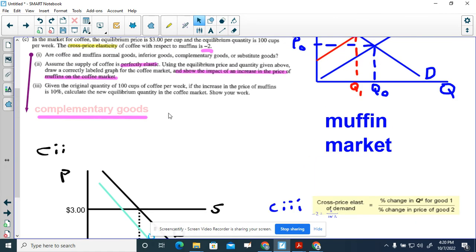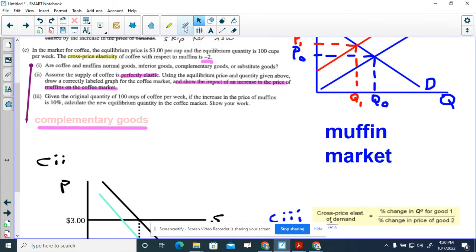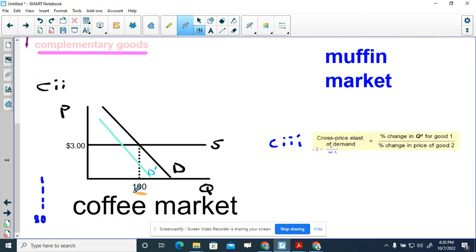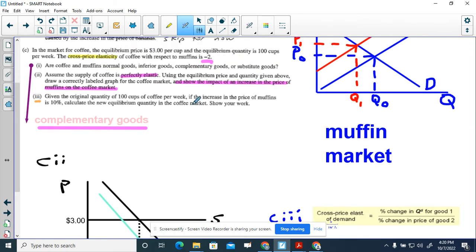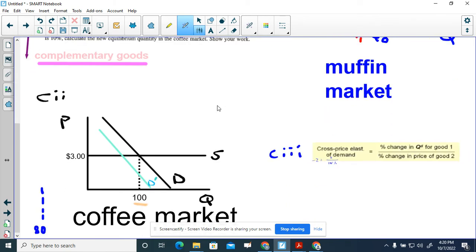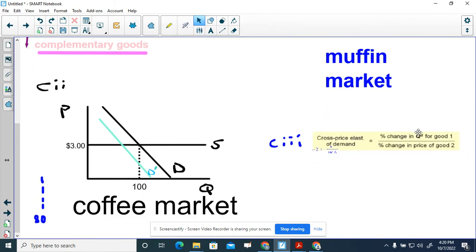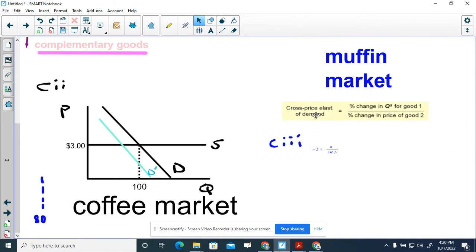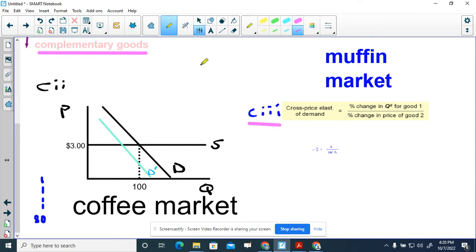All right. Finally, the hardest part of this, and I'm here on number 3: given the original quantity of 100 cups of coffee per week, if the increase in the price of muffins is 10%, calculate the new equilibrium quantity in the coffee market and show your work. All right. So here we go. Cross price elasticity of demand is equal to the percent change in quantity demanded for good 1 divided by the percent change in price of good 2. This is what I'm using to solve question C, part 3.